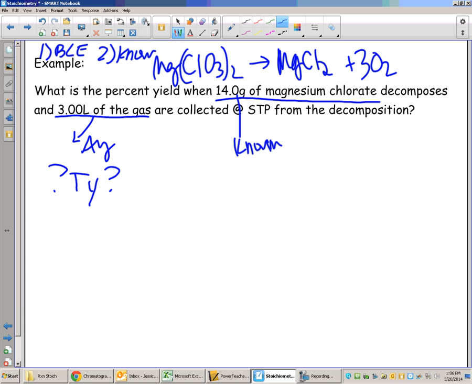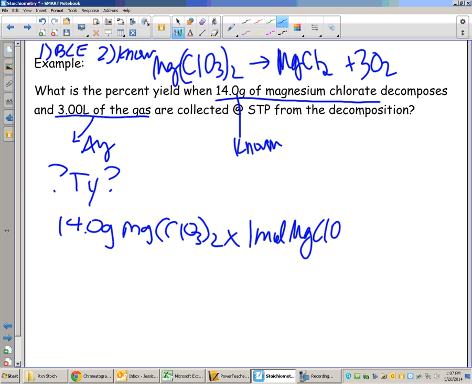Okay, so I know that I'm starting with 14 grams of magnesium chlorate, MgClO3, 2. What's the only thing I can do with grams? Right, convert using molar mass. I have that for you. 1 mole of magnesium chlorate weighs 190.9 grams.